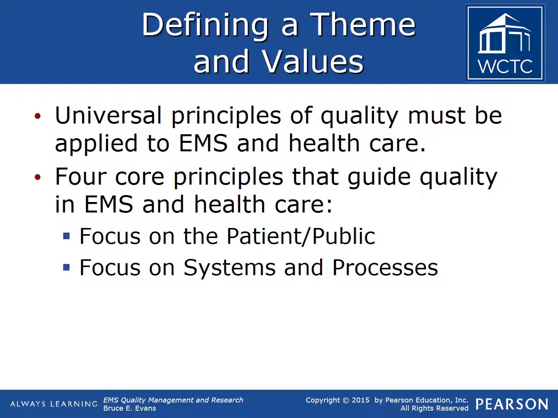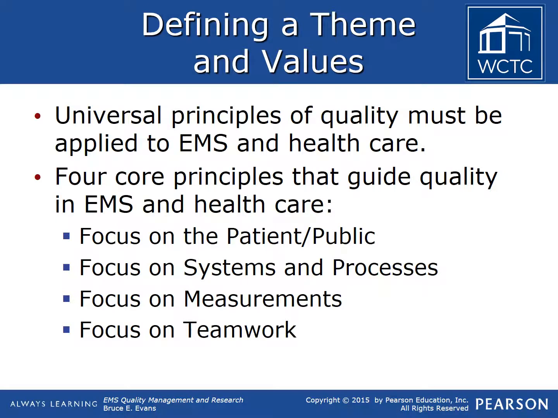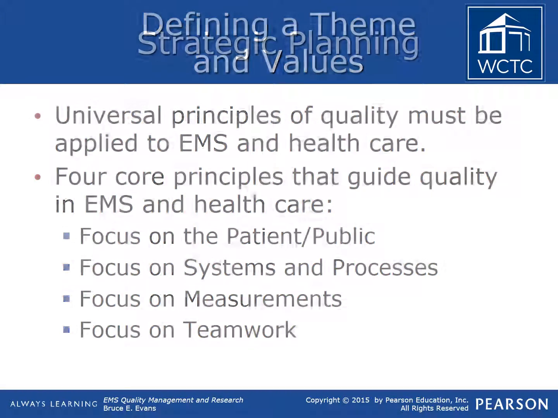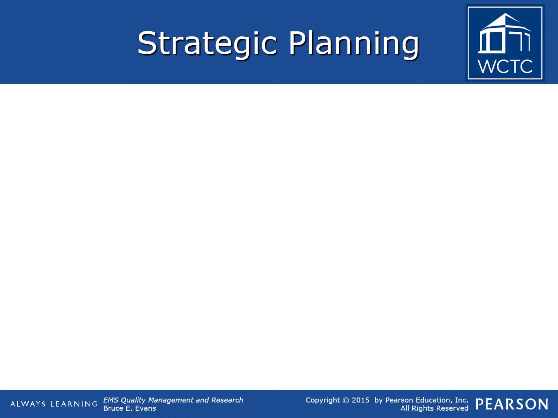A focus on systems and processes recognizes that providers must understand the service delivery system and its key service processes before it is possible to improve them. A focus on measurements recognizes that data points are needed to analyze processes, identify problems, and measure performance. Lastly, a focus on teamwork recognizes that no one person is an island in the realm of quality improvement. Quality is best achieved through a team approach to problem solving and quality improvement. With these different areas of focus in mind, it is now time to revisit strategic planning in greater depth, along with its importance to EMS agencies.